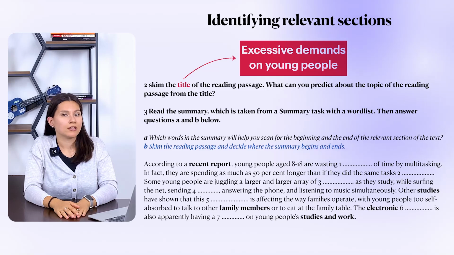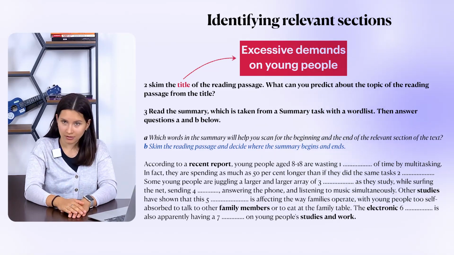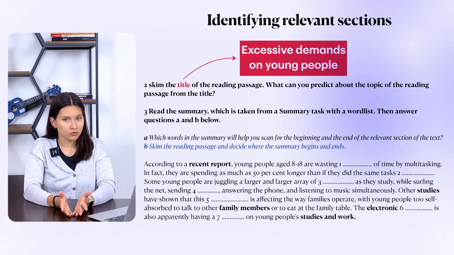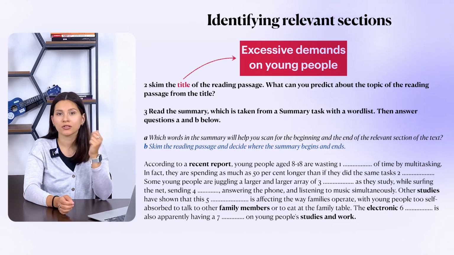Okay, so if you take a look at the second exercise, you're being asked, skim the title of the reading passage. What can you predict about the topic of the reading passage from the title? The first thing you will have to do, because it won't take much time, and it will probably give you some extra ideas, some information about the overall passage, is read the title first. And it sounds like this: excessive demands on young people.